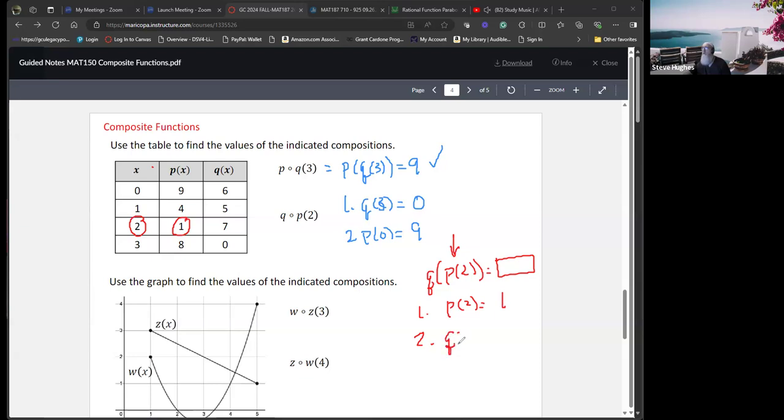So I want to find Q of 1. What is Q of 1? Go back over here to my table. There's 1. There's Q of 1, which is 5. Q of 1 is 5. Therefore, Q of P of 2 is 5.